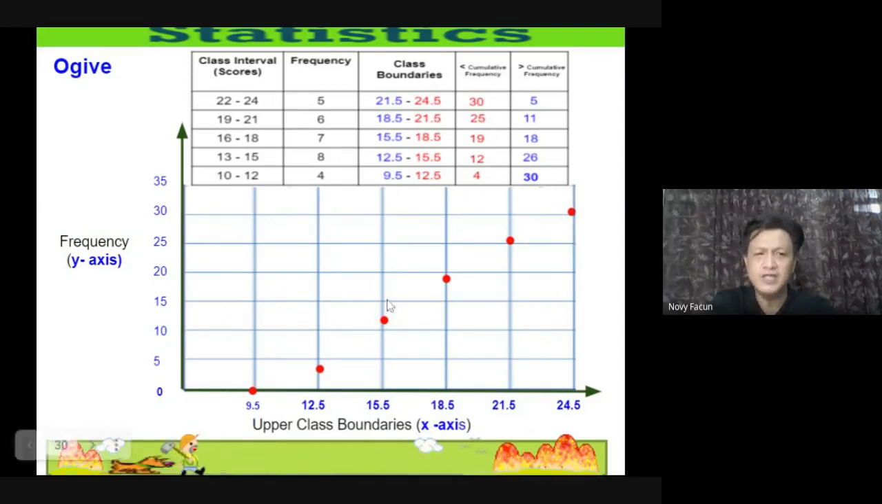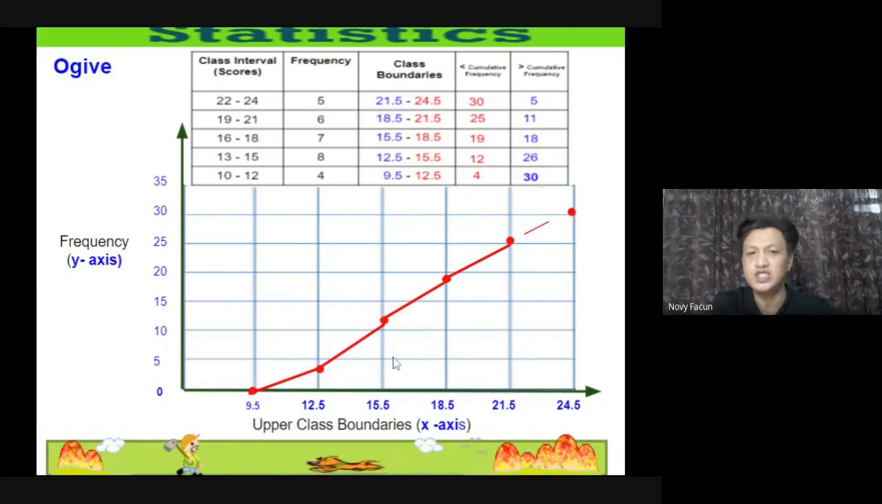Okay, so then you can now connect. Iko-connect natin yan using the line segment. Okay, then until you finish. So ang tawag ngayon dito sa ating nabuong line na ito, this is less than ogive. Okay, kasi ito ay less than cumulative frequency. Okay, punta naman tayo sa greater than cumulative frequency natin.